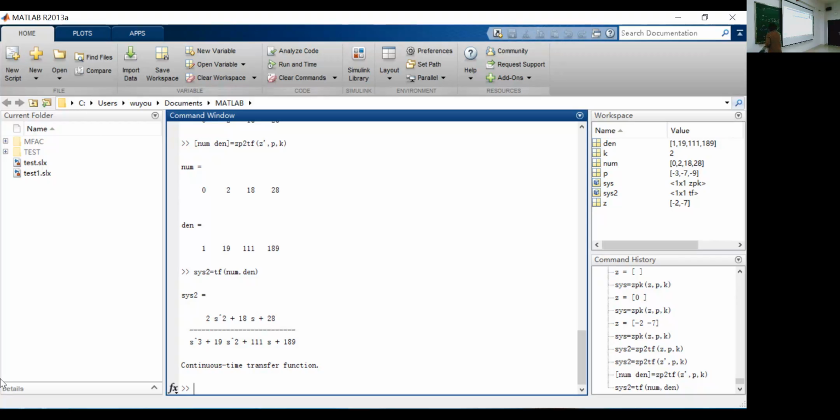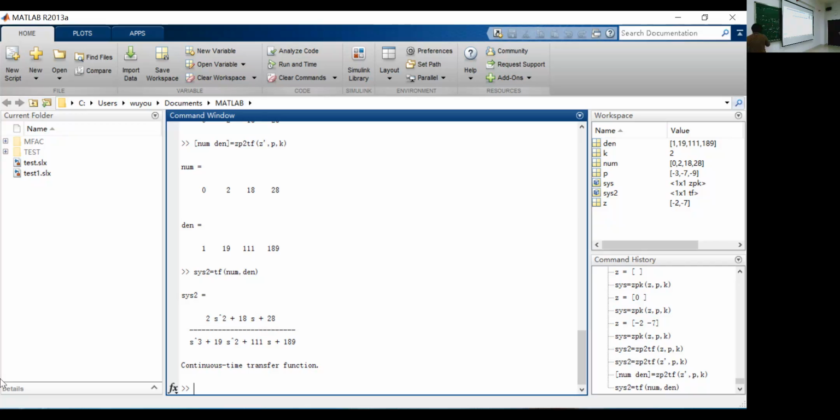And what should be used? Numerator and denominator. So first you know the numerator 2, 18, and 28, right? And the denominator is 1, 19, 111, and 189. You type in the numerator and denominator for the TF one. And then use this code. And then you will get Z, P, and K, right? So I use this code. You get a matrix of zeros, poles, and K.